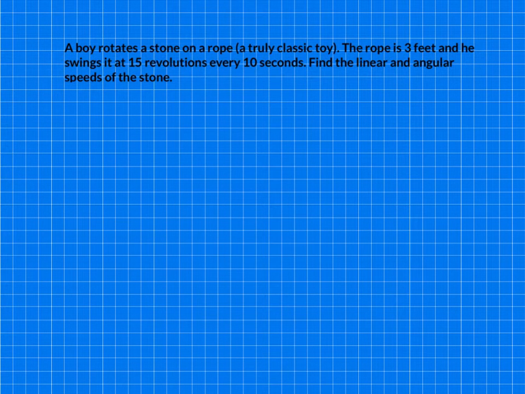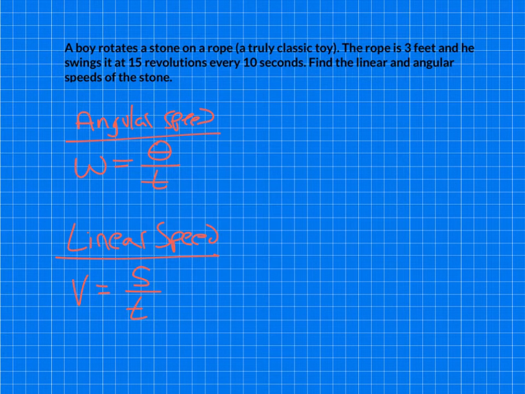So we need our two formulas here. Let's go with angular speed. That formula is omega, this kind of curly W, equals theta over t. It's the amount of angle per time. Whereas our linear speed is the arc length covered over time. So we say V equals S over T.